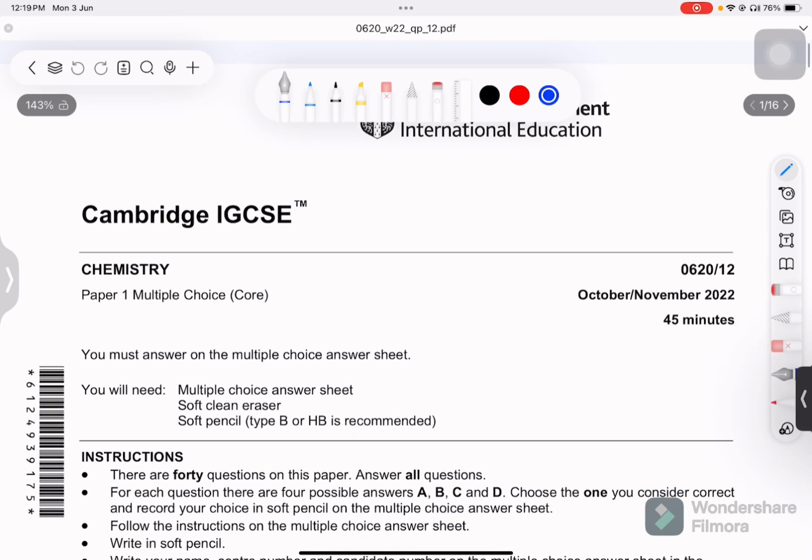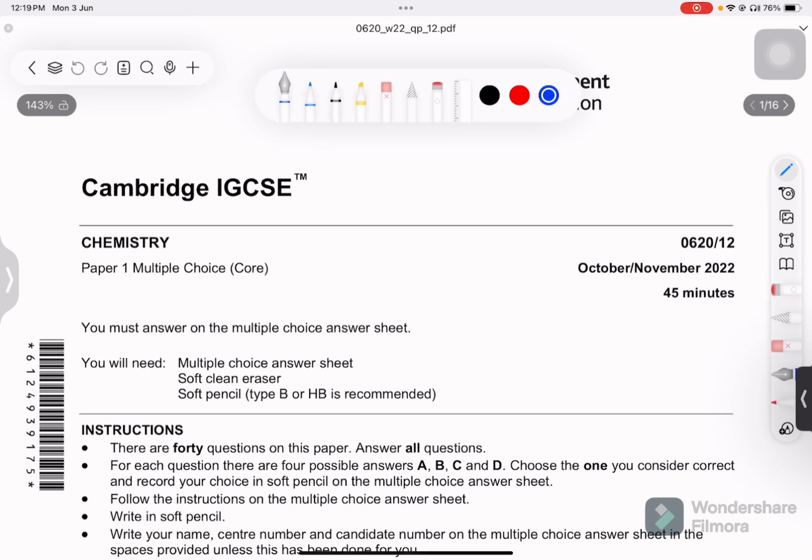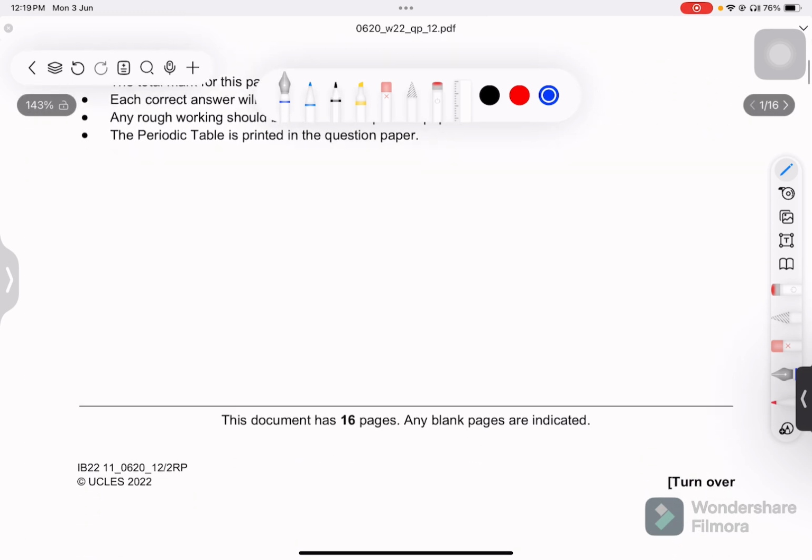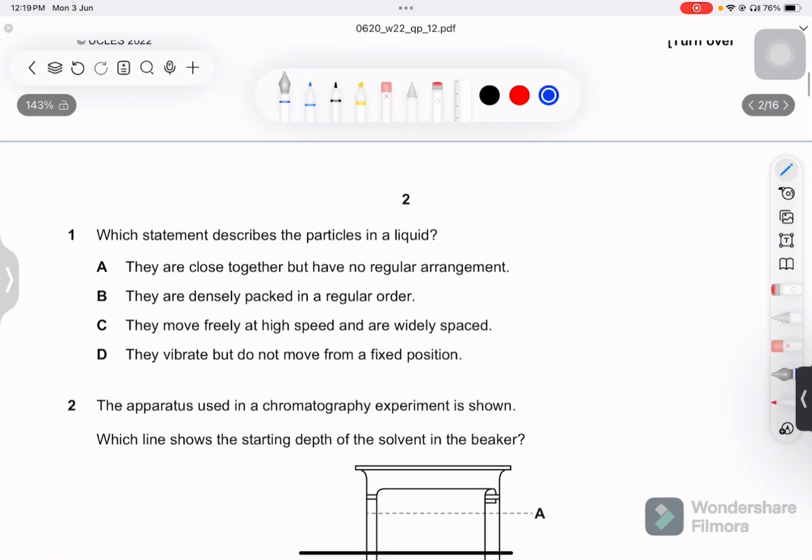Hello and Assalamu alaikum. Today we have here Cambridge IGCSE Chemistry Core Paper 1 2 October November 2022. Total time for which is 45 minutes. Total marks 40 and total questions 40 for 1 mark each.